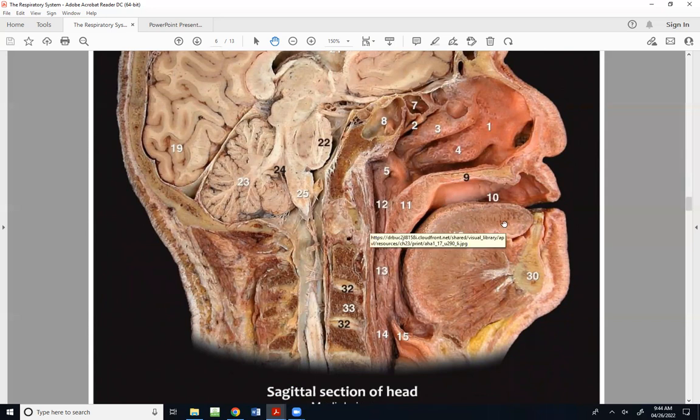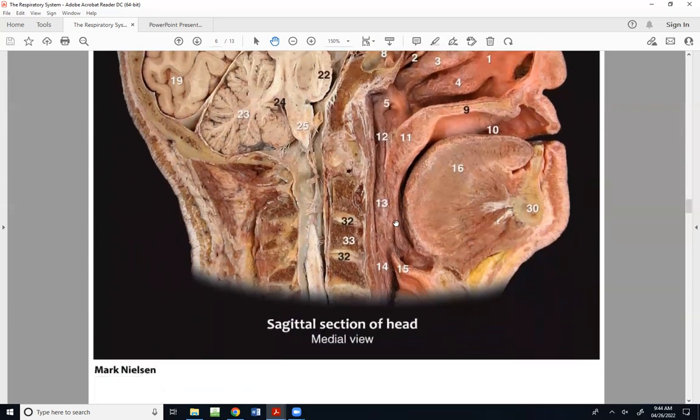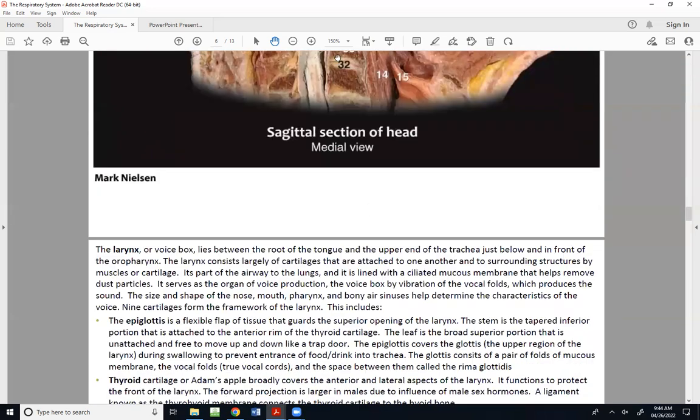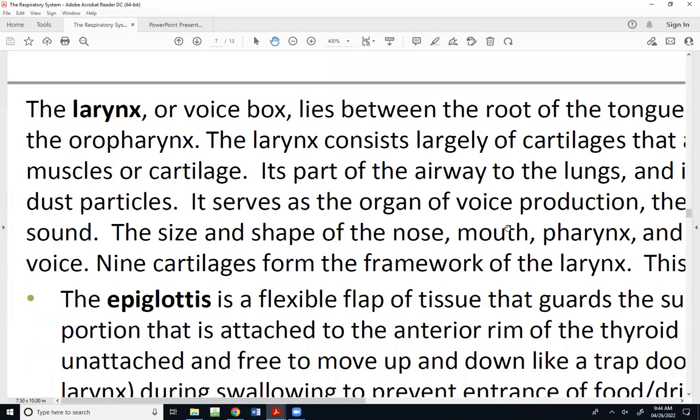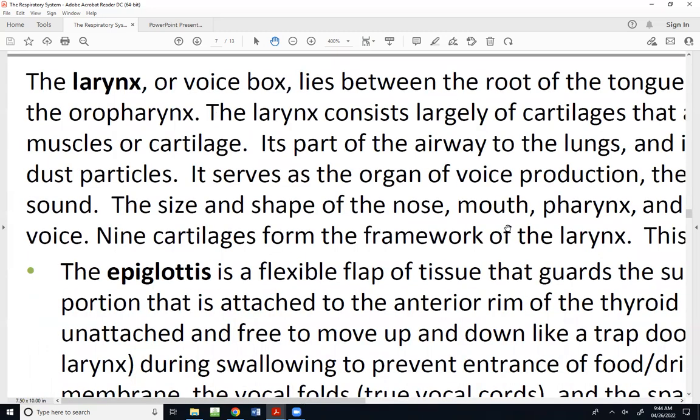There's the tongue. You can see this is the hard palate, which is going to make this a soft palate. Here's the epiglottis, which is pretty cool to see. And we'll talk about that epiglottis along with some of those structures that you can see here in our next couple slides. Let's talk about the larynx, which includes that epiglottis I just pointed out.